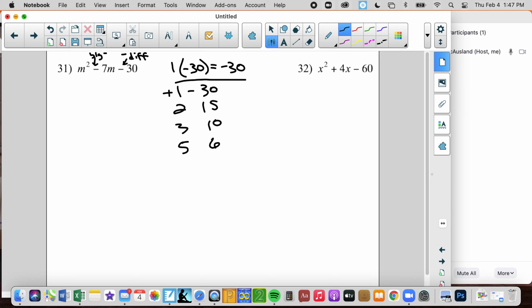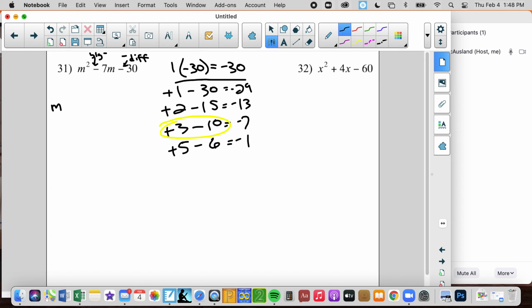And the other one's going to get positive because I know that those signs have to be different. One's going to be positive, one's going to be negative. So the bigger number gets the negative, the smaller gets the positive. This gives me negative 29, negative 13, negative 7, negative 1, which equals my middle, that one.